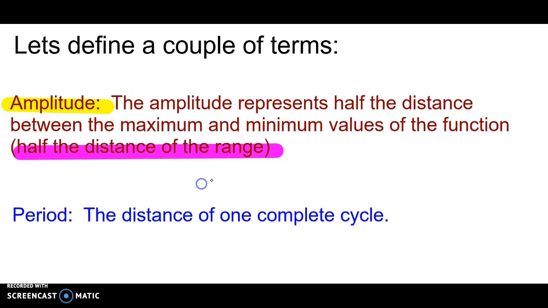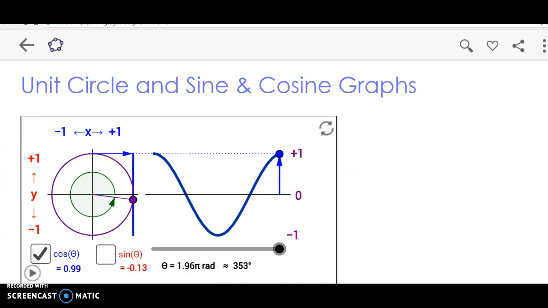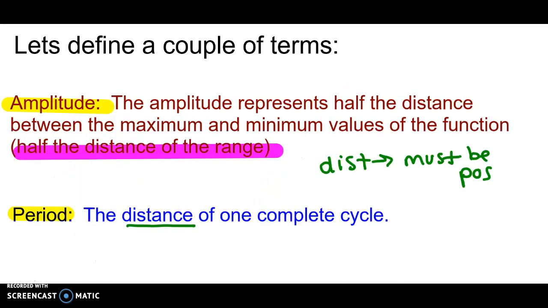Also, I need to get my marker here. This distance must be positive. Just something to keep in mind here. That same thing goes for period. That's our second vocabulary term today. Period is the distance of one complete cycle. So in this one that we had here, the complete cycle was 0 to 2 pi. And once we got past 2 pi, or maybe before we got to 0, that cycle would continue on. So that would be a period.